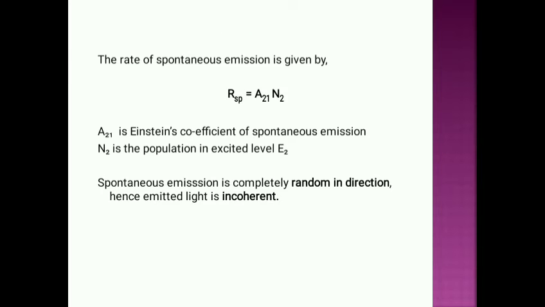And the rate of spontaneous emission is given as R_SP equals A21 into N2. That is, the rate of spontaneous emission depends on N2, which is the population in the excited level. Here A21 is called the Einstein's coefficient of spontaneous emission. And the spontaneous emission is completely random in direction. So the emitted light is incoherent in nature.